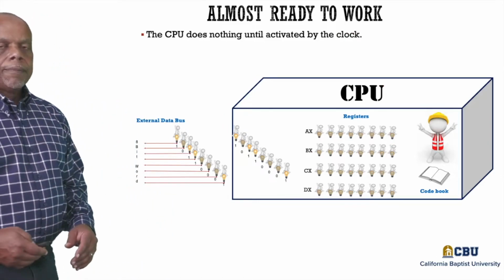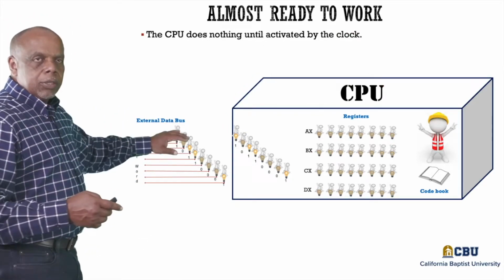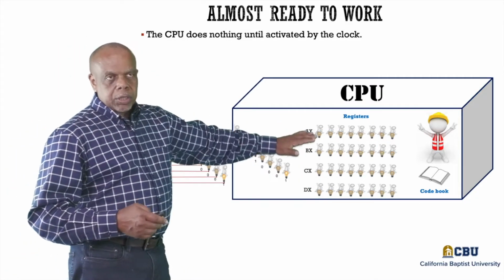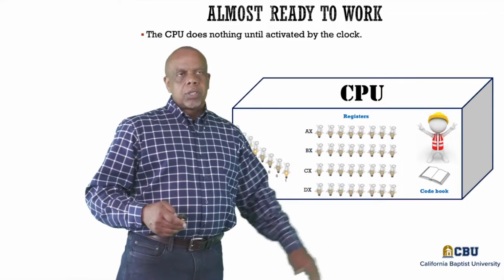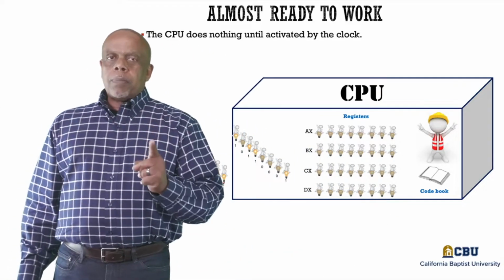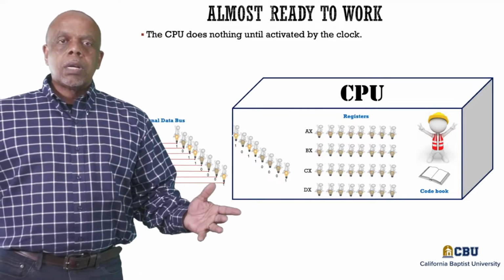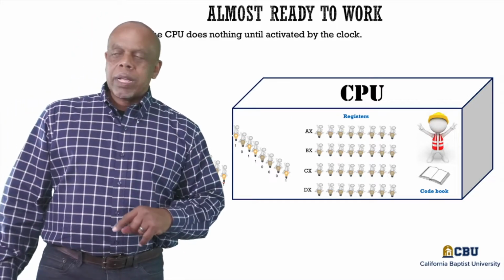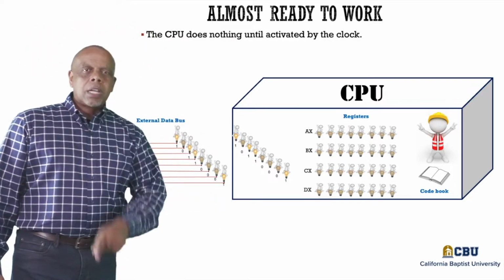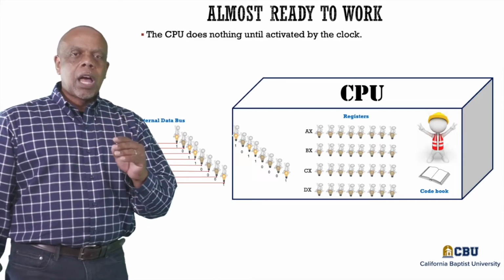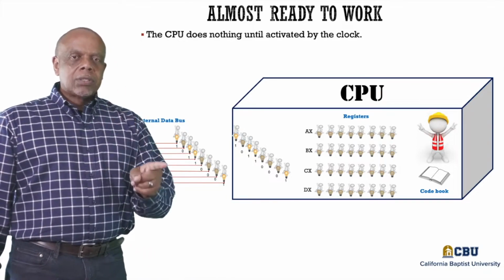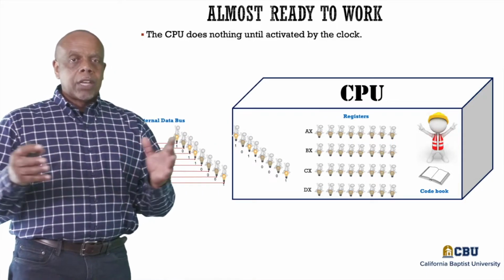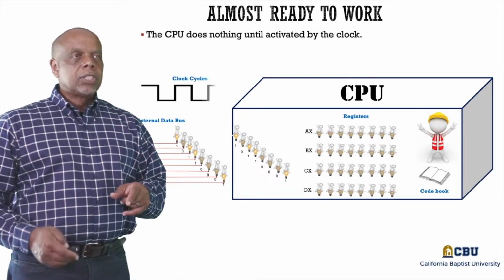So now you've got instructions. We should be good to go, right? Almost ready to work. Now we've got the little man, we've got data coming in on the data bus, we've got his workbenches, which are these registers, and we've got the instructions, which is his code book written in machine language. Only one problem. He doesn't know when to start. There's always a problem, isn't it? So how do we rectify this problem? That's why we need a clock. The clock tells him when to start and when to stop. If he didn't know that, all he's going to get is a bunch of jumbled stuff coming in together.